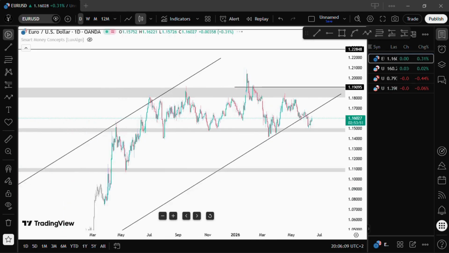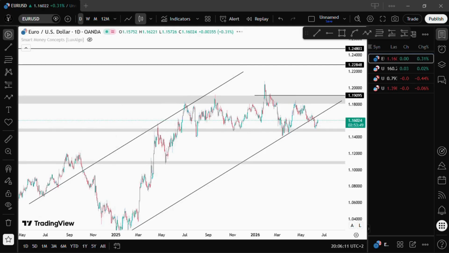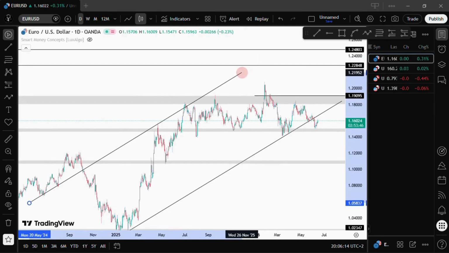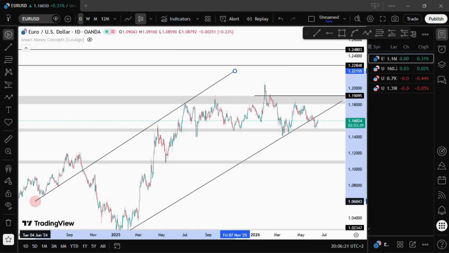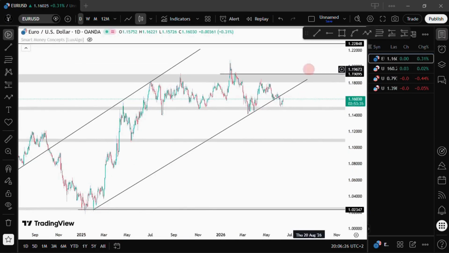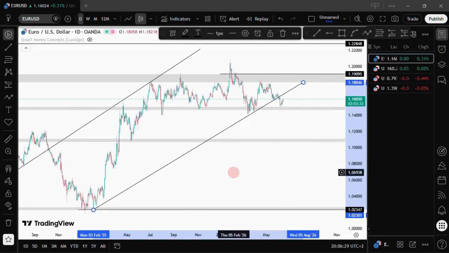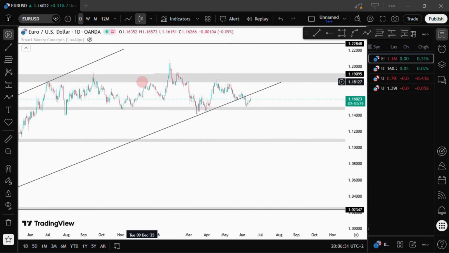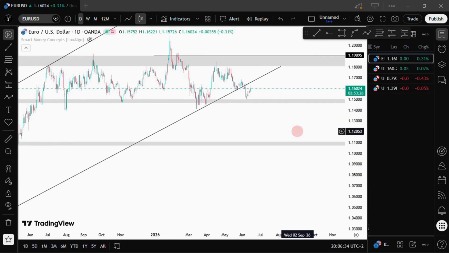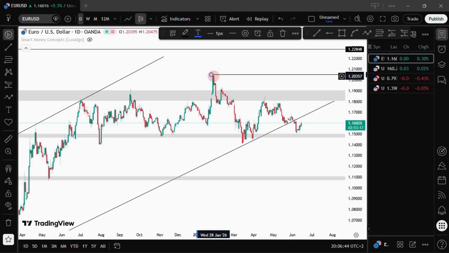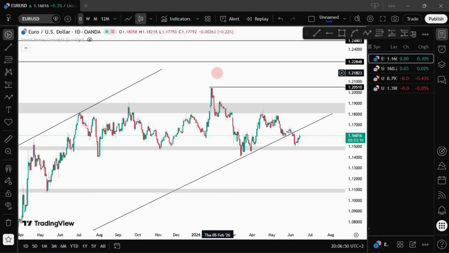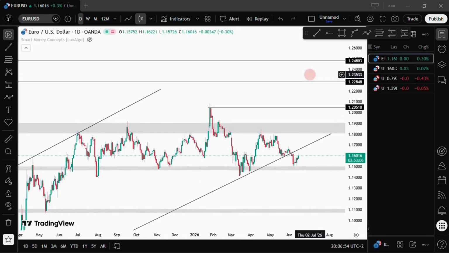So now I am going to move towards the daily time frame. So guys, the daily time frame is where I end. As you can see right here, the daily time frame is where I end my analysis. So I'm going to zoom out and see whether I could adjust my trend lines. Okay guys, trend lines are just to show the direction of the market and where the market is headed.